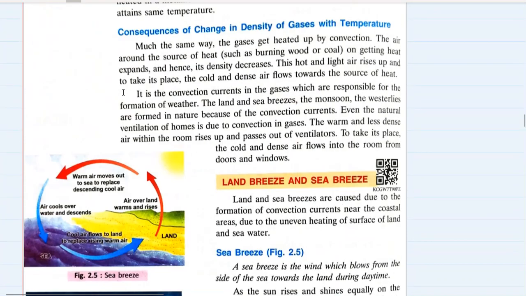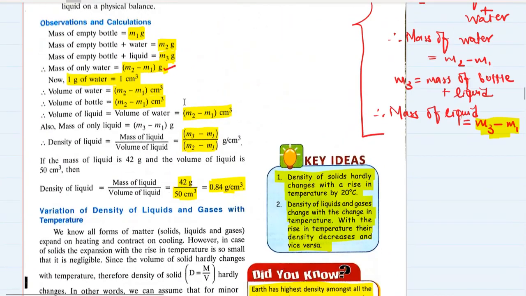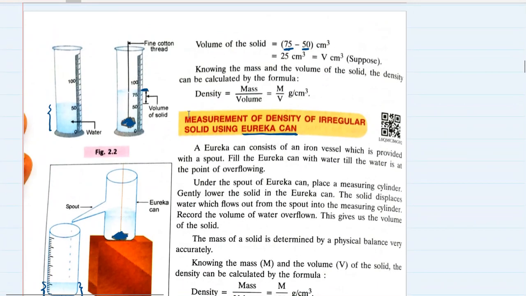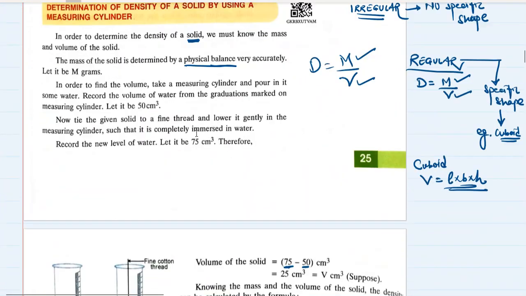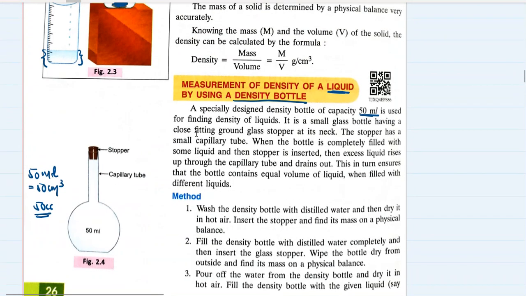So today we studied the consequences of variation of density with change in temperature in the weather around us, and also in liquids and gases, and also how to measure the density of a liquid or a solid, irregular or regular, by using different instruments like a measuring cylinder, eureka can, and density bottle.